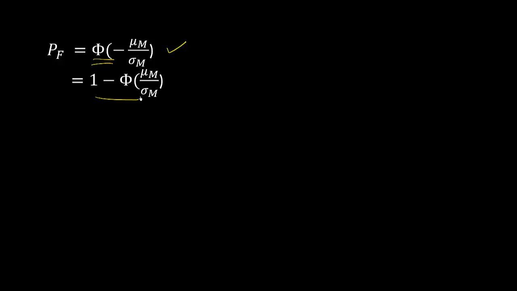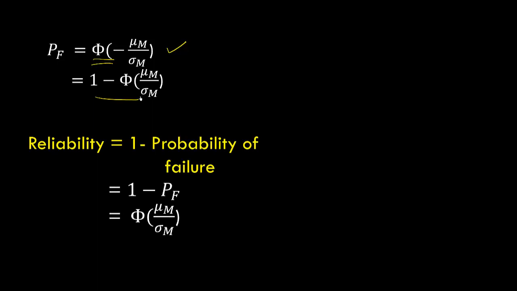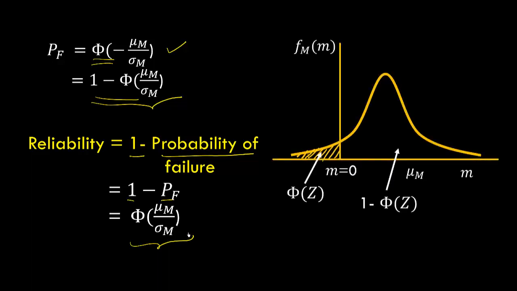We can also calculate the reliability of the system, which is basically equal to 1 minus the probability of failure. And the probability of failure we have already calculated. So if I write 1 minus the probability of failure, this will be simply phi of mu M divided by sigma M. So this is basically the probability of failure, and this is 1 minus phi Z. So this part of the area is the reliability.